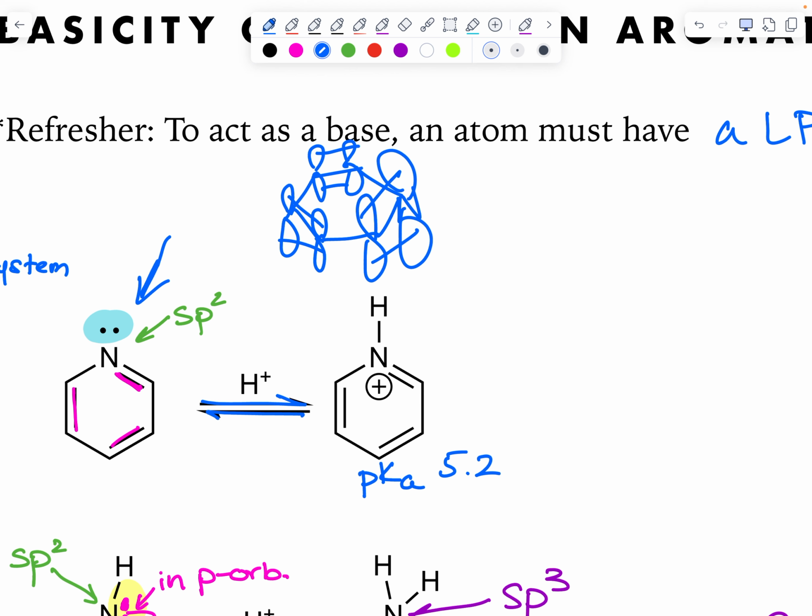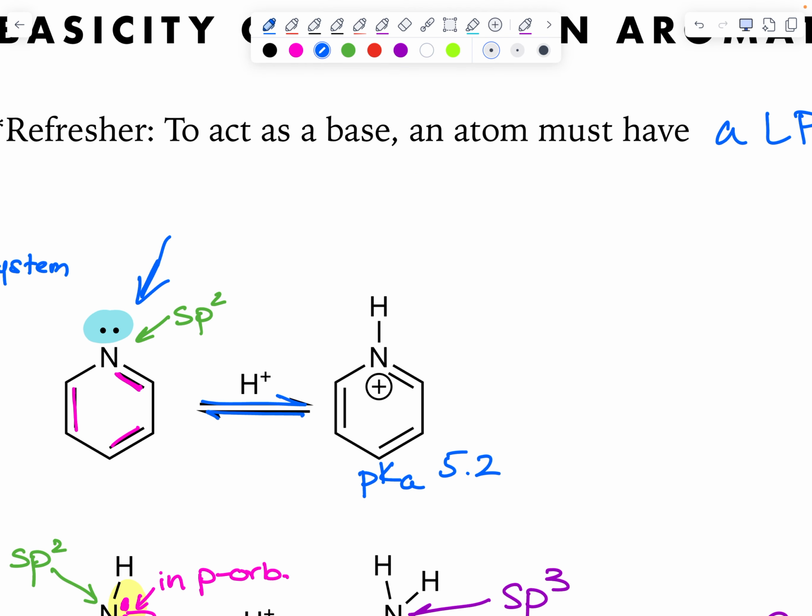Is the lone pair on this nitrogen resonating? No, because that nitrogen already has a double bond. So is it basic or not basic? Basic, good. So this one's basic. I'm just going to go clockwise. How about this one? That one is basic. The lone pair is not resonating in the ring.